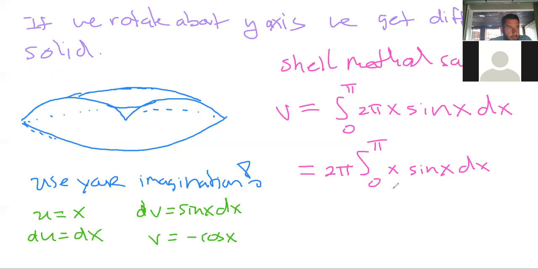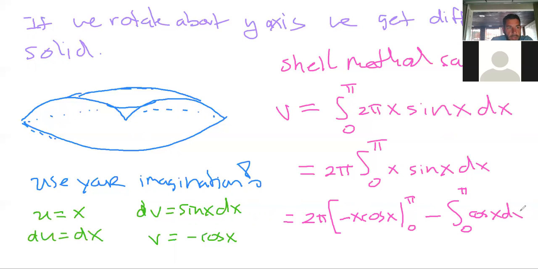So again, the product of x times the sine of x means that I'm using the integration by parts formula. So when we do this, we're left with 2 pi, and then what do we have? We have uv, so this is negative x cosine x from 0 to pi. And then it's minus the integral from 0 to pi of v du, so it's cosine x dx, but the minuses multiply and give us a plus.